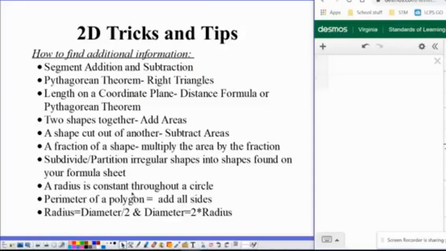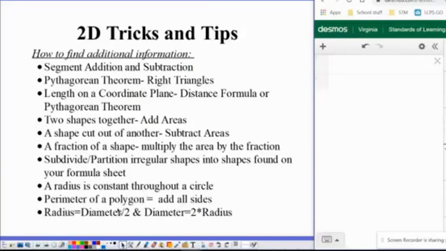A radius is constant throughout the circle, so if you have a radius or a diameter that is matched up against another shape, then it might share a side with the radius or diameter, depending on how it looks. And the perimeter of a polygon is always going to equal all of its sides. So if you have a hexagon that has 6 sides, you add all 6 sides. And also the radius is going to be diameter divided by 2, and diameter is going to be twice the radius.